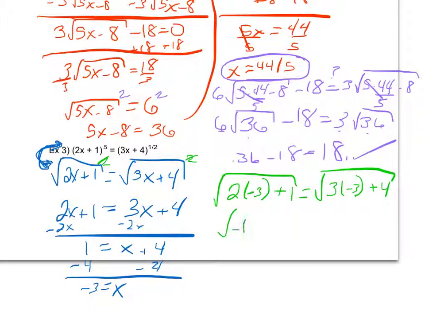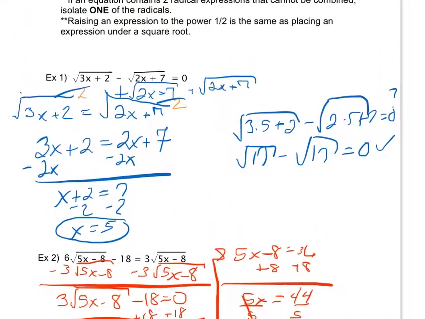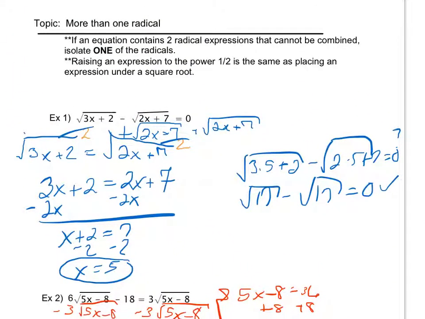Which gives me negative 6 plus 1, negative 9 plus 4, and I get the square root of negative 5 equals the square root of negative 5. However, I cannot have negatives under my radical. So if I come back up here, I'm going to add that to my list: no negatives under a square root.